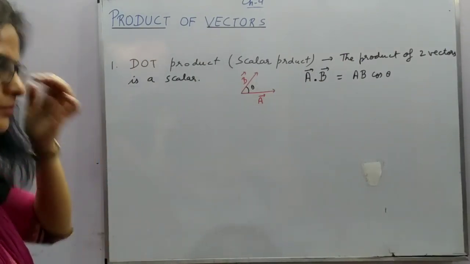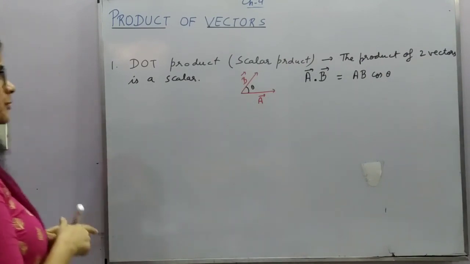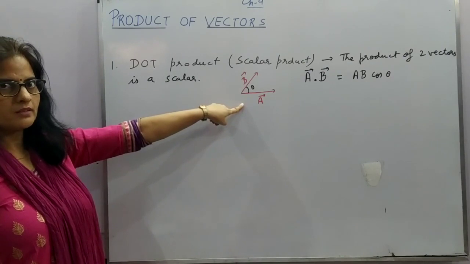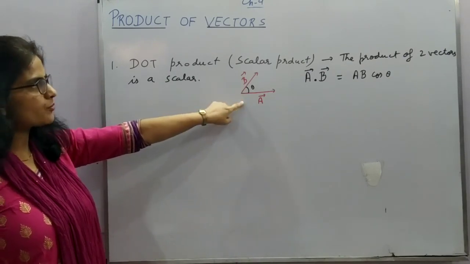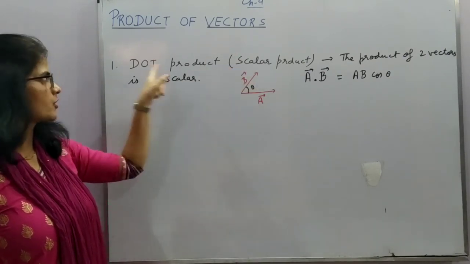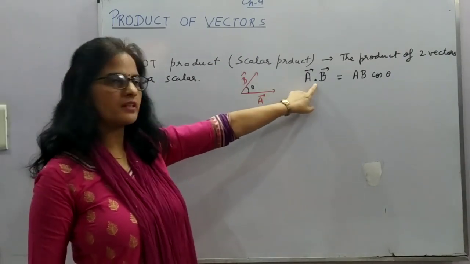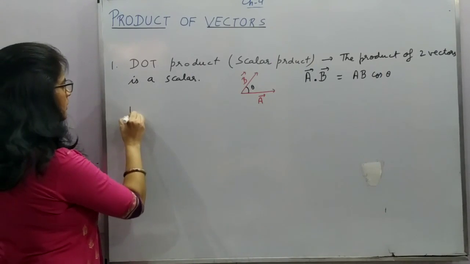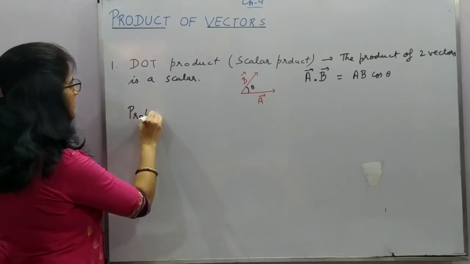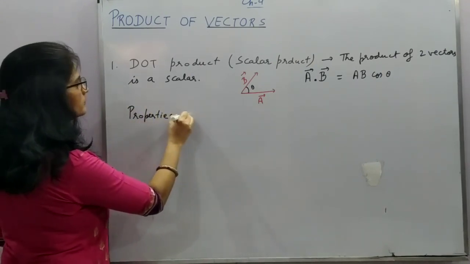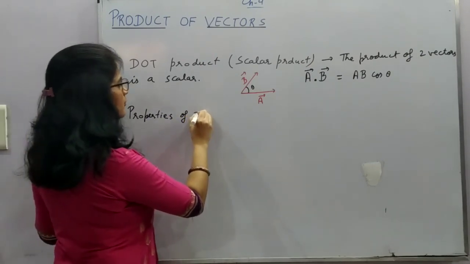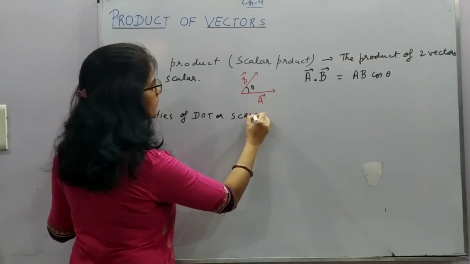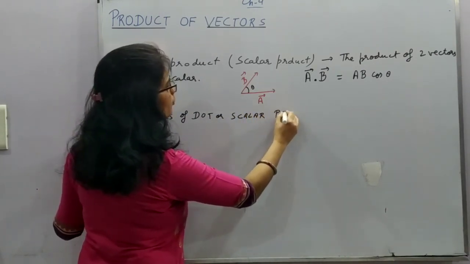Now here, as I told you, when we have two vectors and their product is a scalar quantity, then such a product is called scalar product, also called as dot product because it is represented as a dot between the two vectors. So here we will proceed to the properties of dot product, or we can say scalar product.